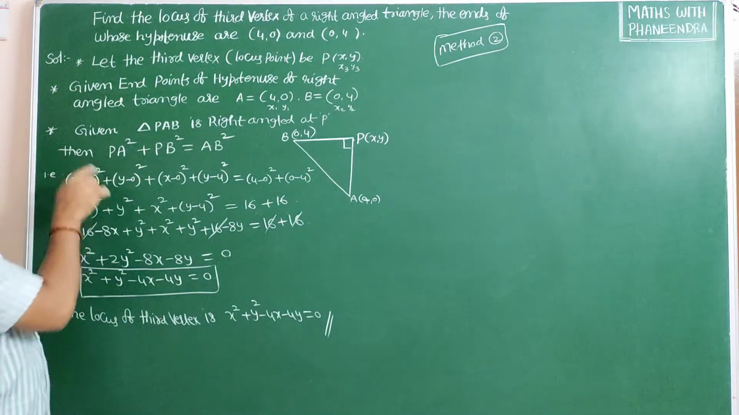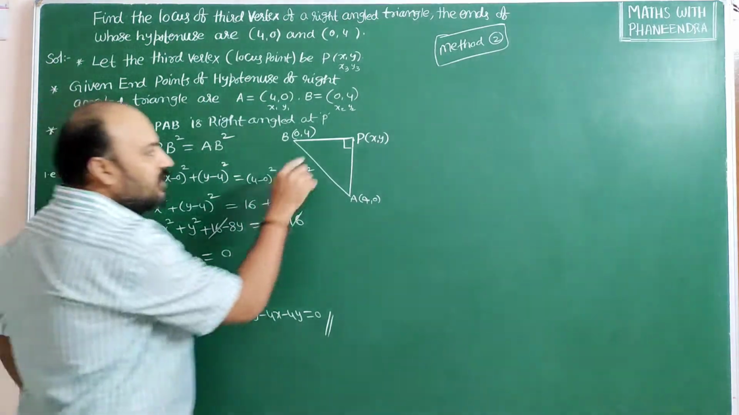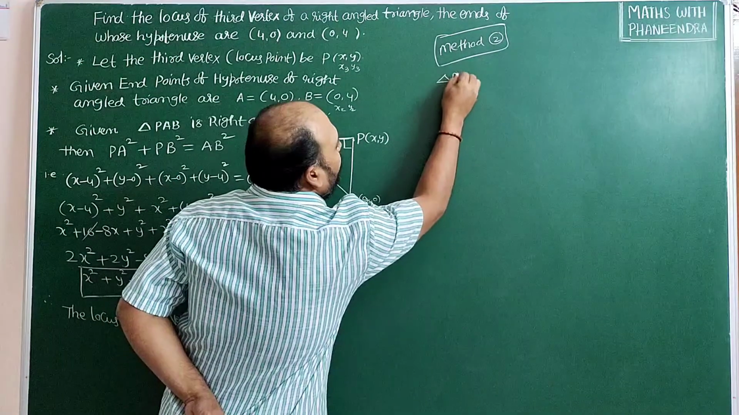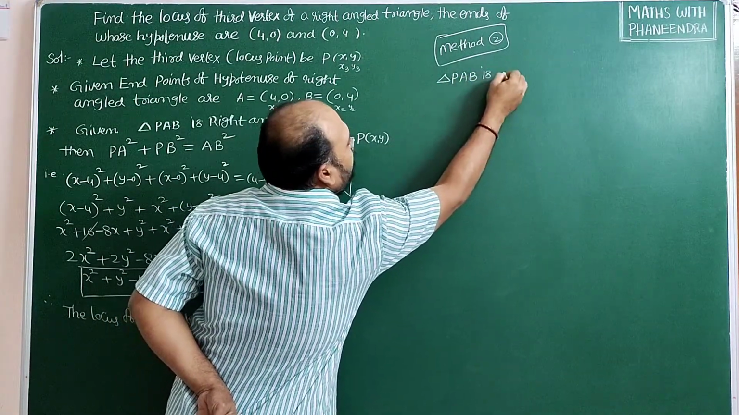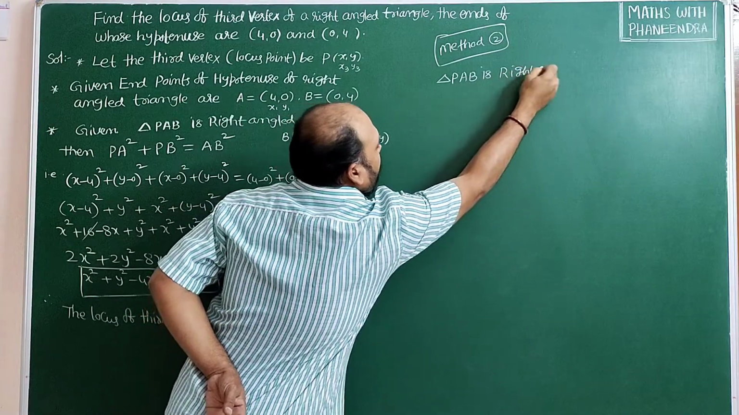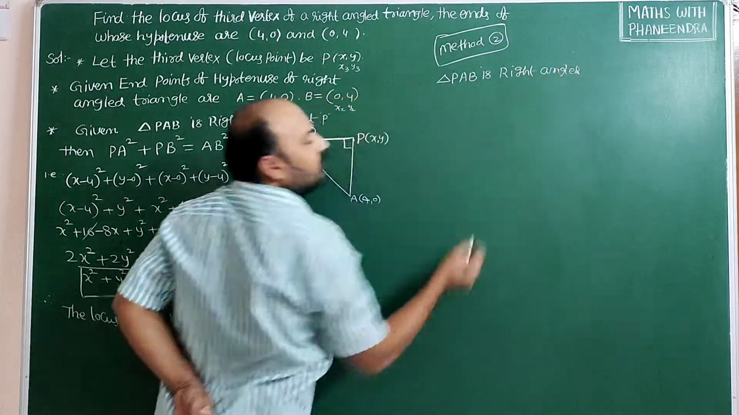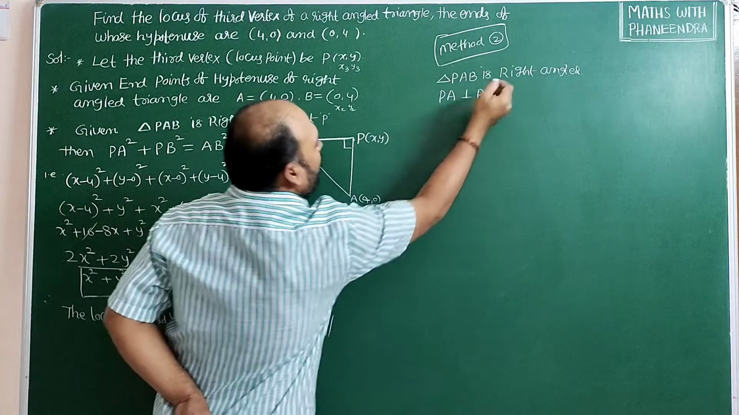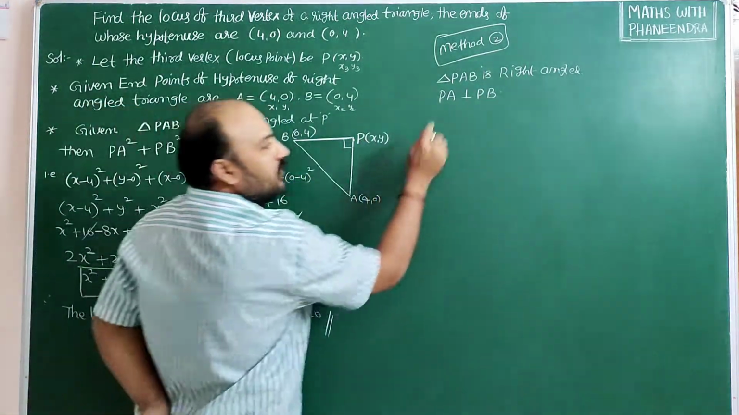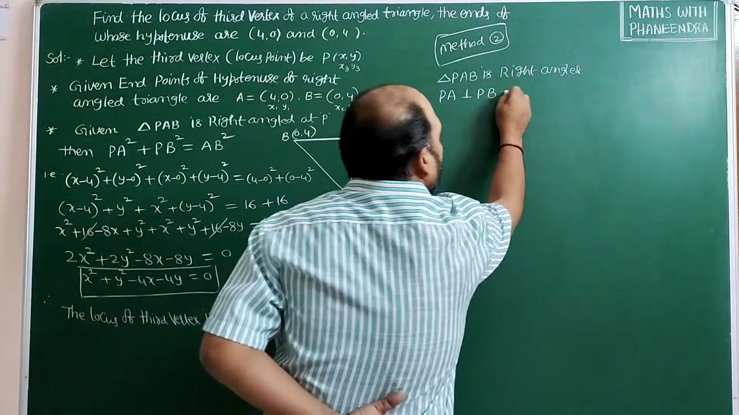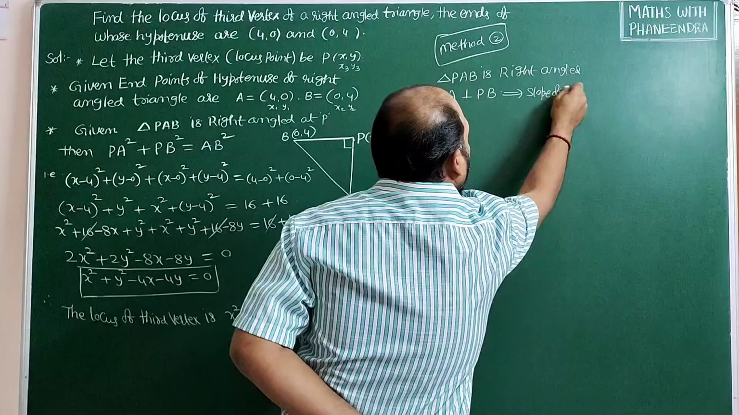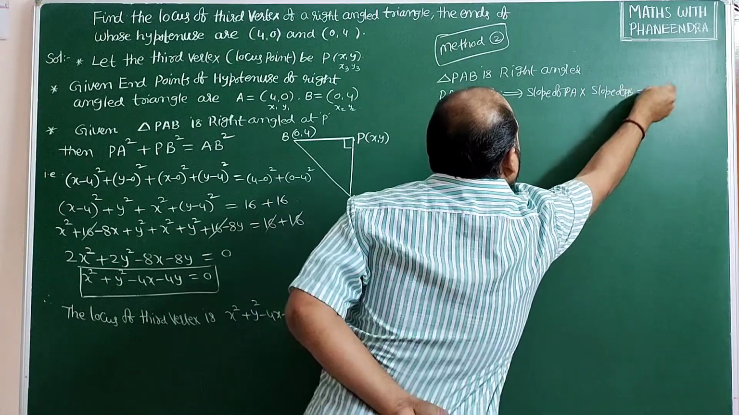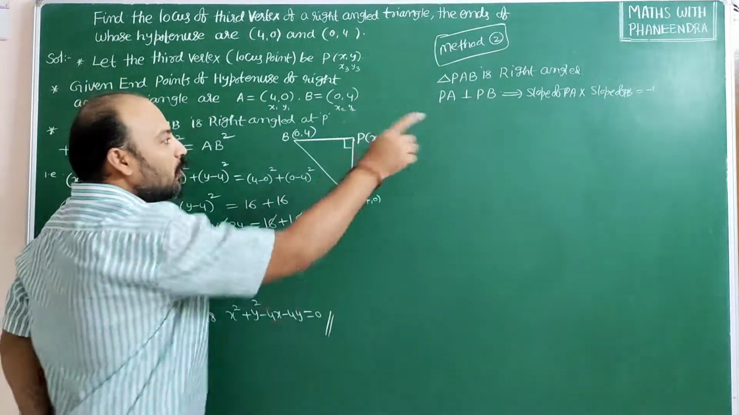When you come to the last step, that means the geometrical condition step, by using straight line concept, triangle PAB is right angled, so PA is perpendicular to PB. Whenever two lines are perpendicular, the product of slopes is equal to minus 1. That is, slope of PA into slope of PB is equal to minus 1. Slope of PA.